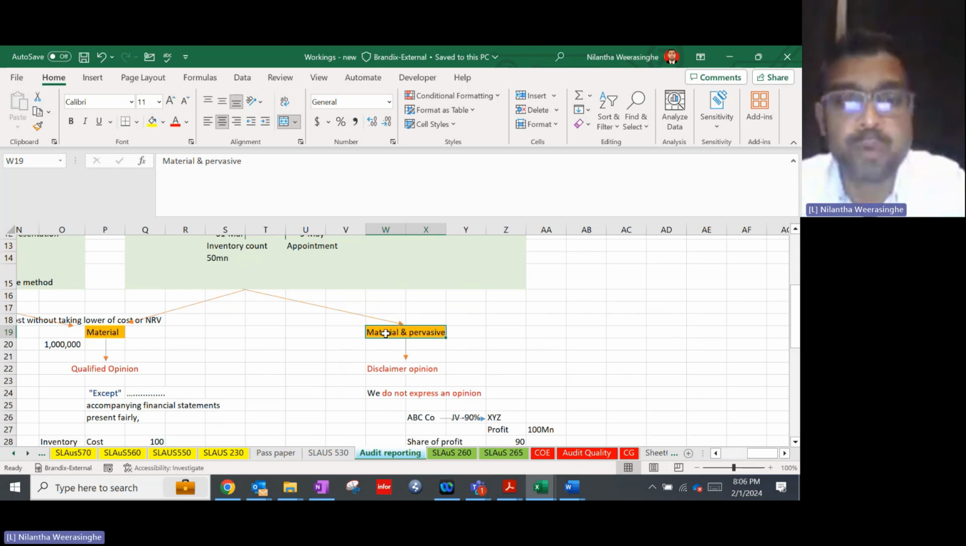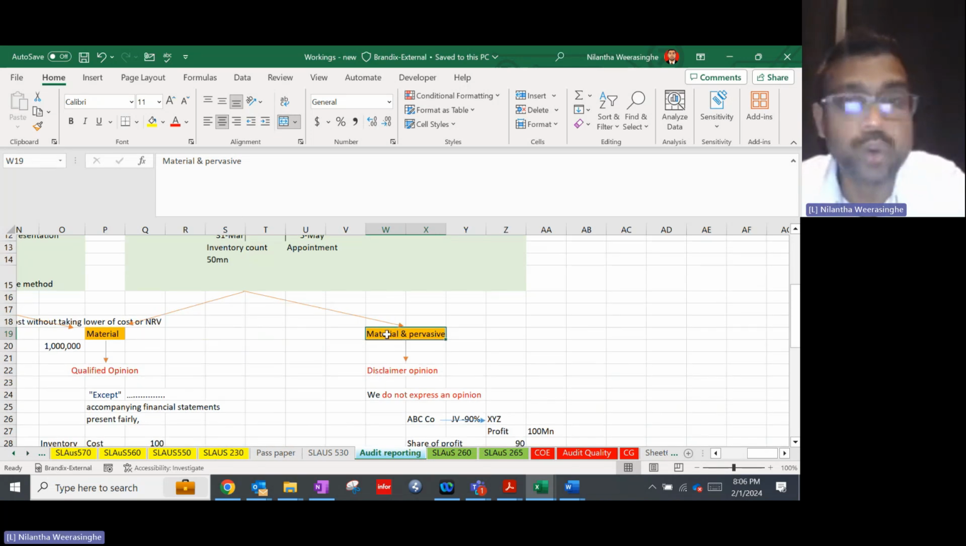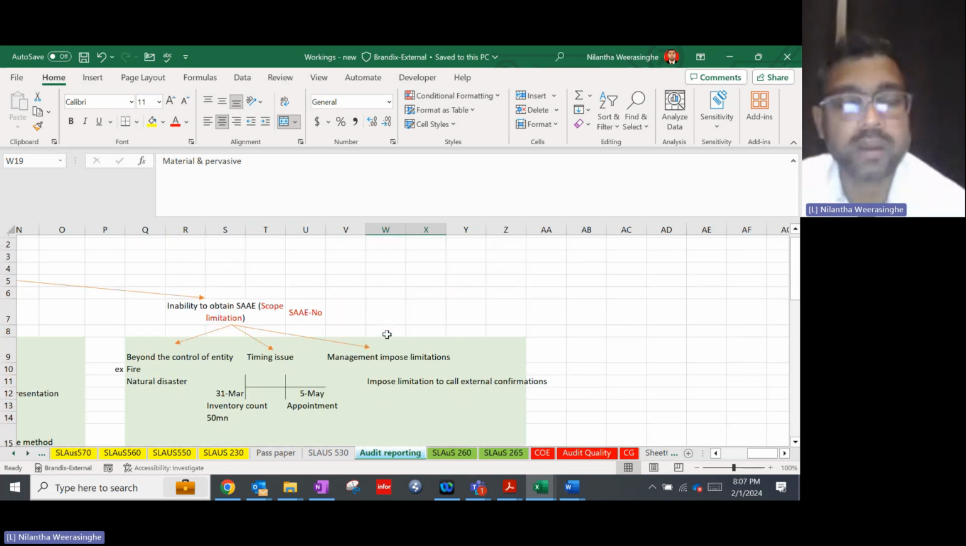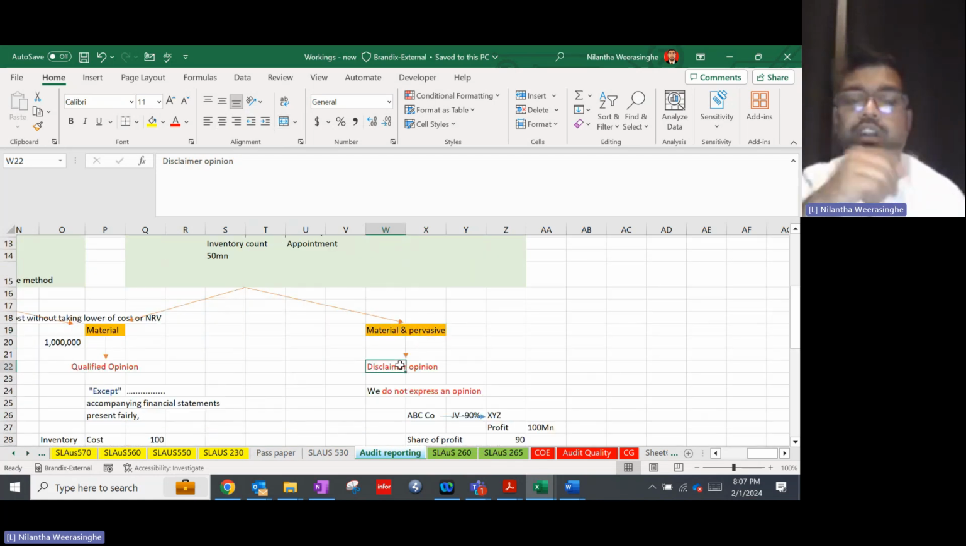component auditor. But management put restrictions. No, don't go and talk to them. Right? We don't like if you reach to our component auditors. You can't do it. Management enforced limitation, which is very serious issue. Not only material, it is very significant component of the group. Then you have to deliver disclaimer opinion. Why disclaimer opinion? You don't have sufficient appropriate audit evidence to give an opinion. When you don't have sufficient appropriate audit evidence and the problem is serious, you have to deliver what opinion? Disclaimer opinion. Disclaimer opinion means we do not express an opinion.